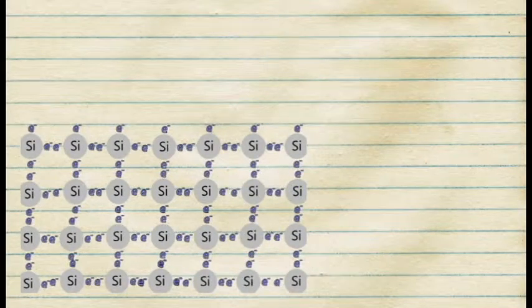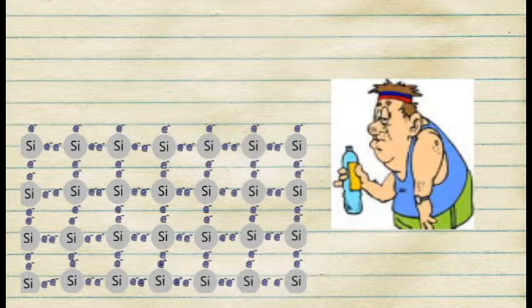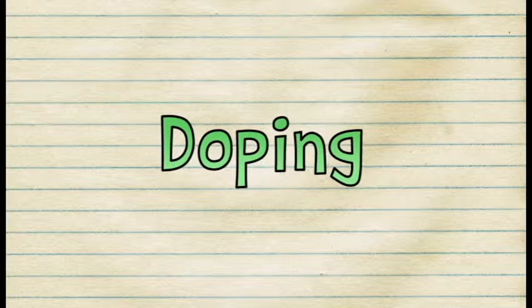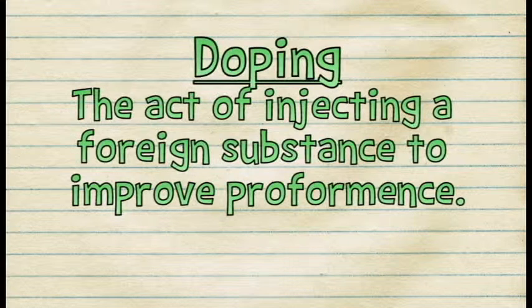So, semiconductors and mediocre athletes have a secret weapon: doping. It's the same kind of thing in both cases. It's the act of injecting a foreign substance to improve performance. There are 2 types of doping for a semiconductor.